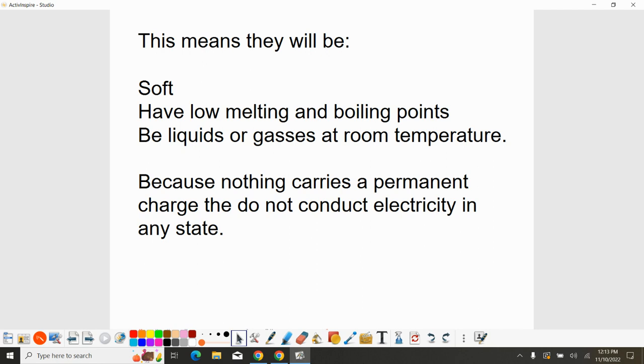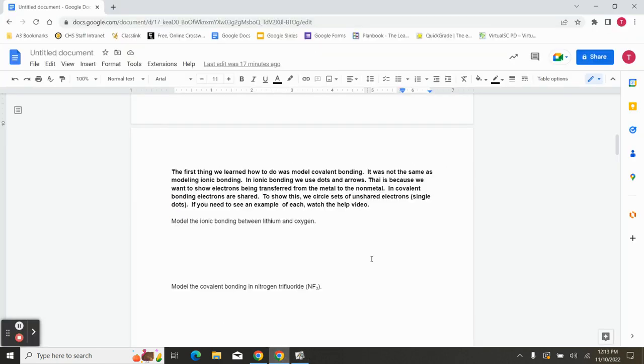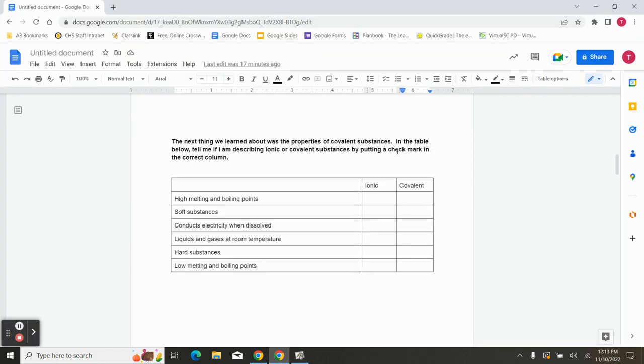This is the lab that we did. And this is the information that you need to fill in that table right there.